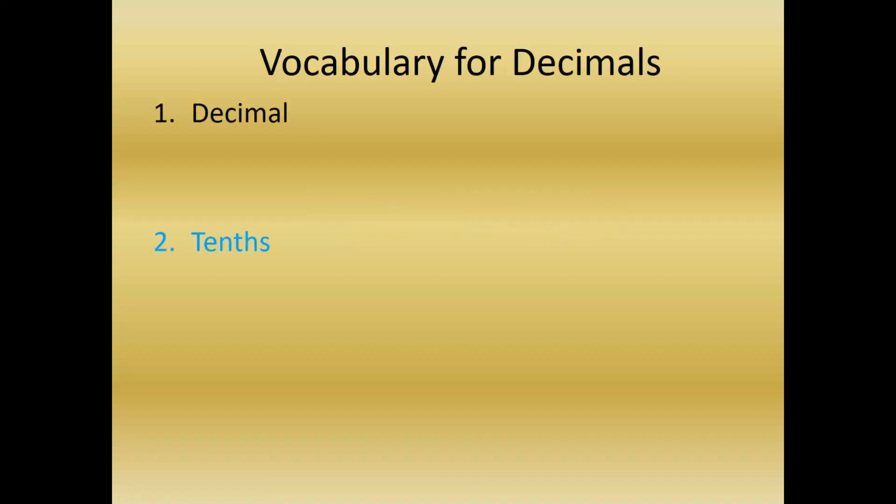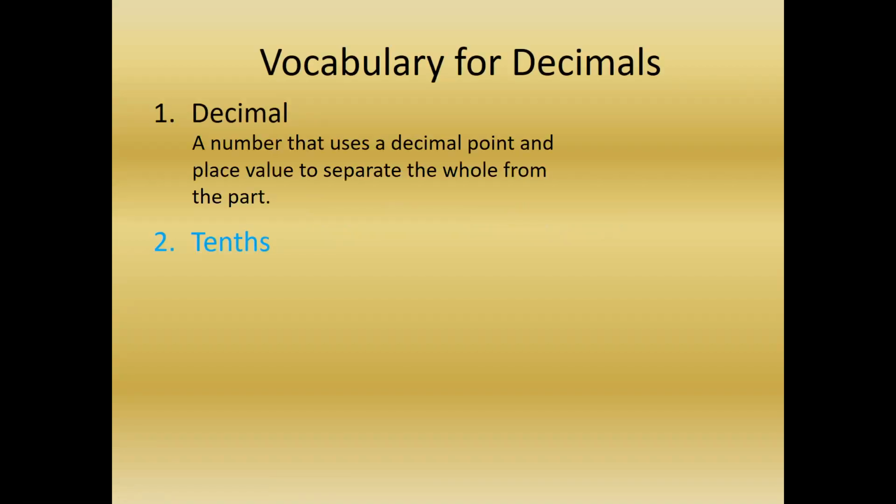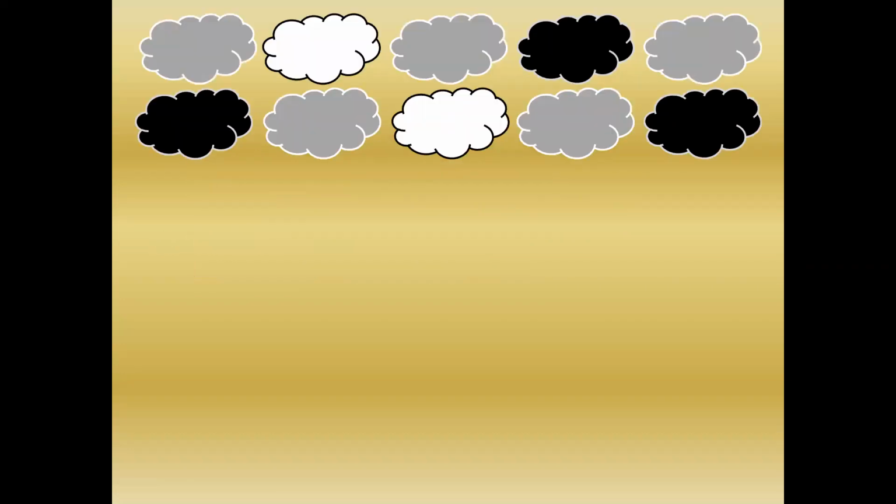So we're going to go over some vocabulary for decimals. We have decimal, which is a number that uses a decimal point and place value to separate the whole from the part. So 4.8 is a decimal. And tenths. They are sets of 10 equal parts of a whole. So 8 is our tenth in 4.8. So we have 4 wholes and 8 tenths.